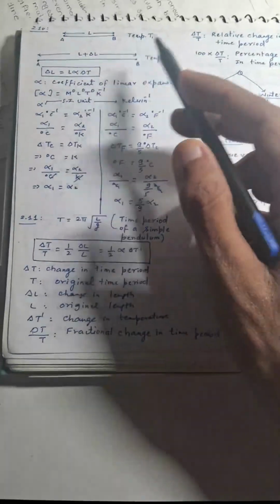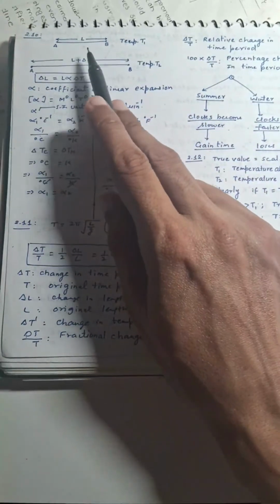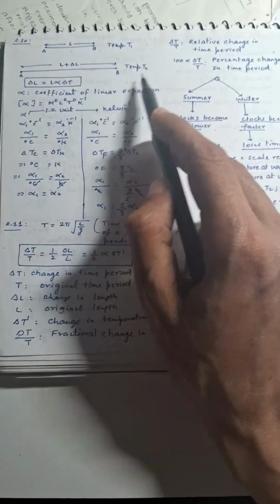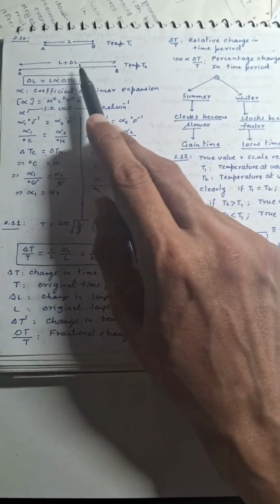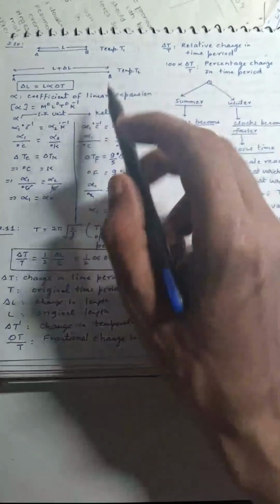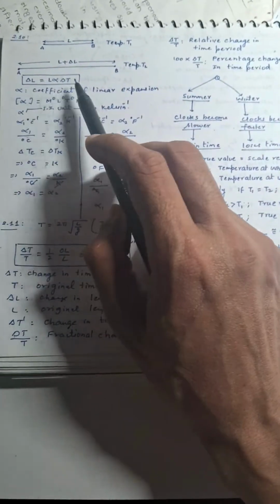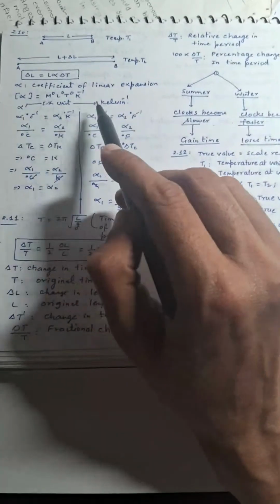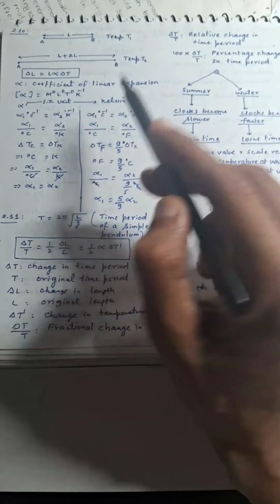Now there is another discussion on thermal expansion. Suppose a rod is given which has a length L at a temperature T1. We increase the temperature to T2 and length becomes L plus delta L. Experimentally it is found that delta L equals L alpha delta T. Here alpha is the coefficient of linear expansion, which has dimension Kelvin minus 1, SI unit Kelvin minus 1.